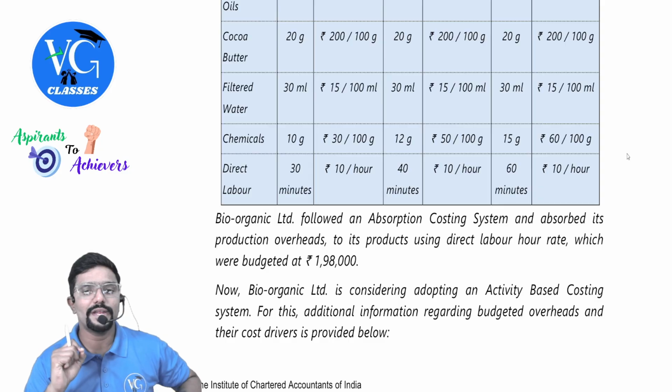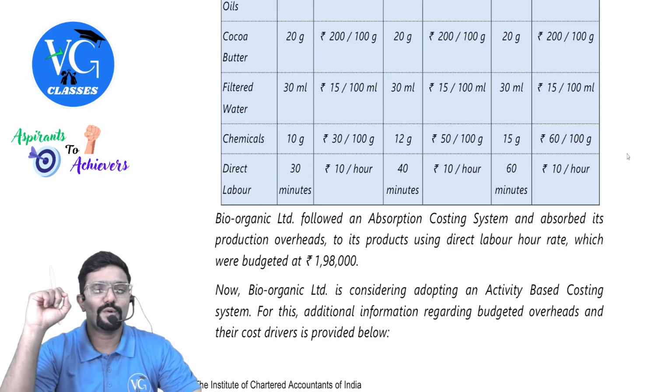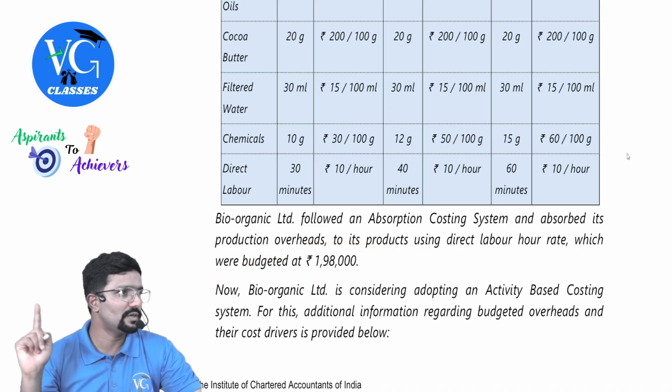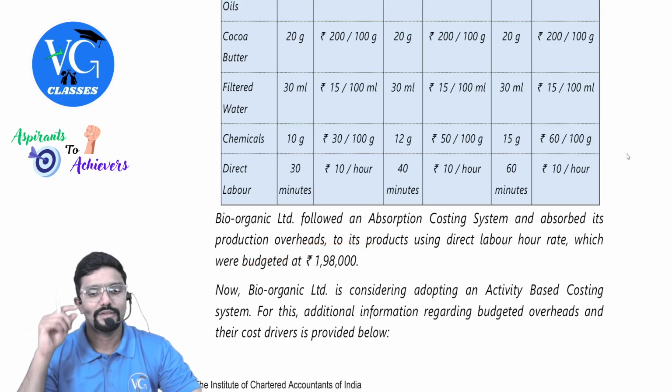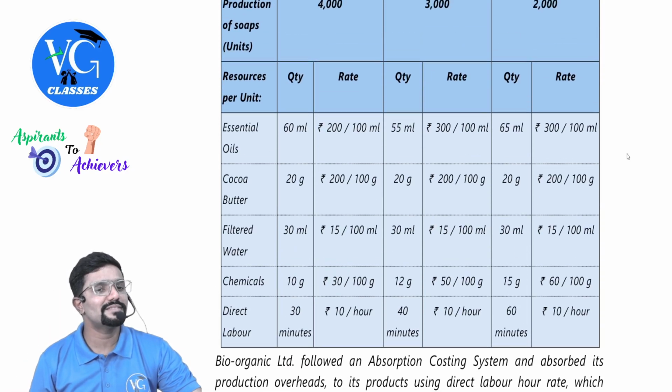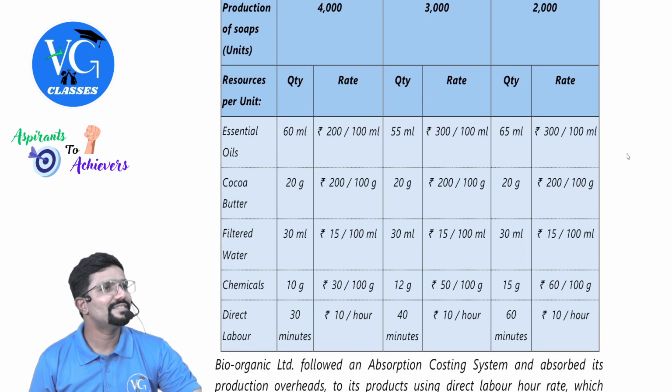Bioorganic Limited followed an absorption costing system and absorbed its production overhead to its product using direct labor hour rate, which were budgeted to be 1,98,000 production overhead. Total, not per hour, total. Now, can we calculate total labor hours? Have they given? No. But can we calculate? Yes. How is it, sir?